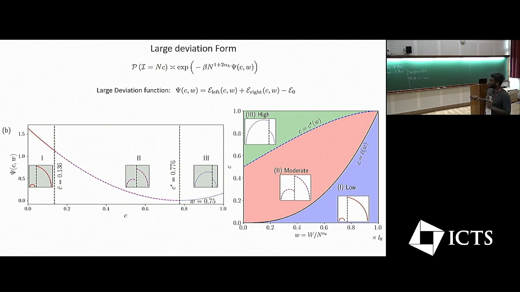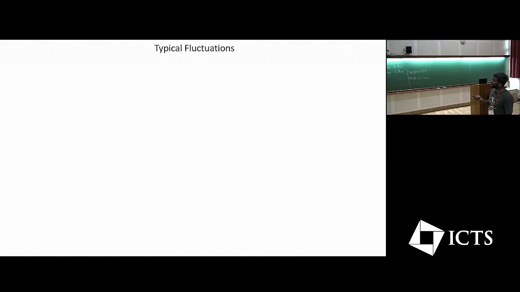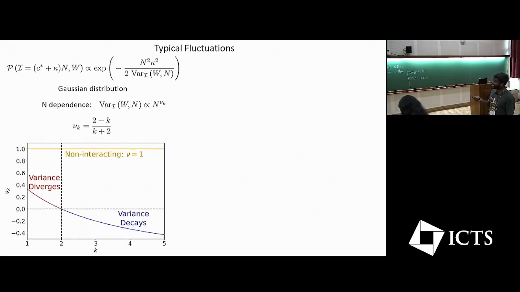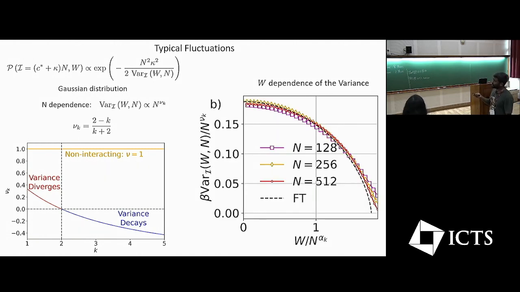For a fixed W, if we are increasing C, we'll encounter this line first and then this line. As a result, near the C equals C star line, the typical fluctuation turns out to be Gaussian, and the variance of the number of particles is proportional to n to the power nu k, where nu k is 2 minus k by k plus 2, which depends on the interaction. And we find that this is very different from the non-interacting case. We compute the variance from Monte Carlo simulation and see that they match quite well.